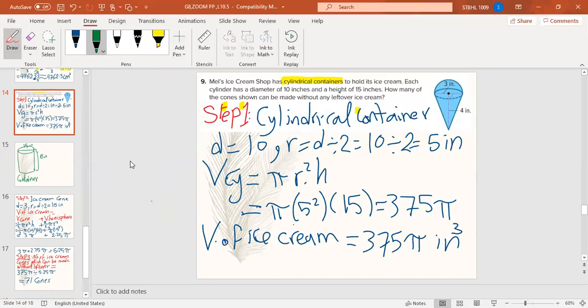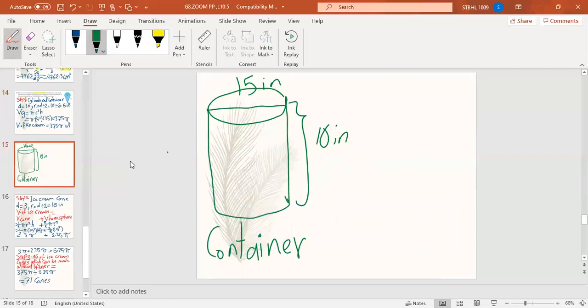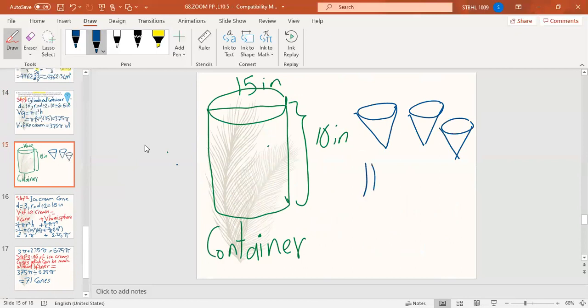How many of the cones shown, do you see this cone? How many of the cones shown can be made without any leftover? So whatever ice cream is inside this container, Mel wants to make ice cream cones, we don't know how many, using the ice cream which is inside the container. Did you get it now?